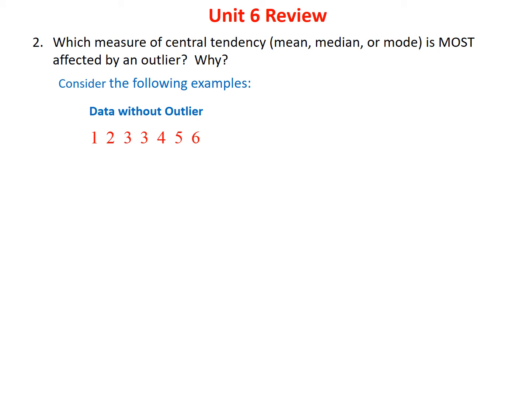So for example here, 1, 2, 3, 3, 4, 5, 6. No outlier there. For the mean, we add them all up and divide by how many there are. So that's 1 plus 2 plus 3 plus 3 plus 4 plus 5 plus 6 divided by 7 numbers, 7. And that ends up being 24 over 7, or about 3.4. That's your mean, or what's sometimes called the average.